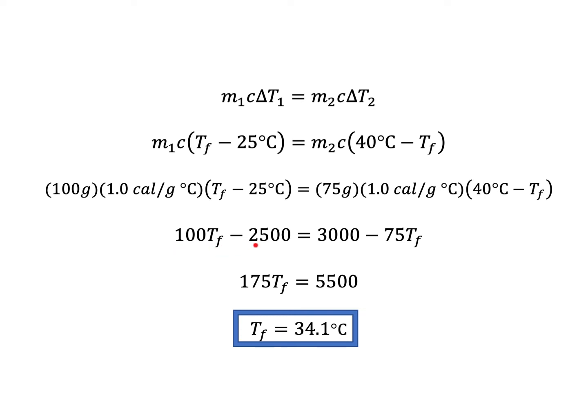And so I've got 100T minus 2,500 is equal to 3,000 minus 75T. And that comes from just multiplying everything out and adding and subtracting everything together. And so if you do the algebra, you're going to move this guy over here, and you'll get 175 times TF. You'll move this guy over there, you'll get 3,000 plus 2,500. You end up with 175 TF equals 5,500. If you then divide both sides by 175, you get the final temperature, TF, is 34.1 degrees Celsius, so about 34 degrees. And that is the answer.